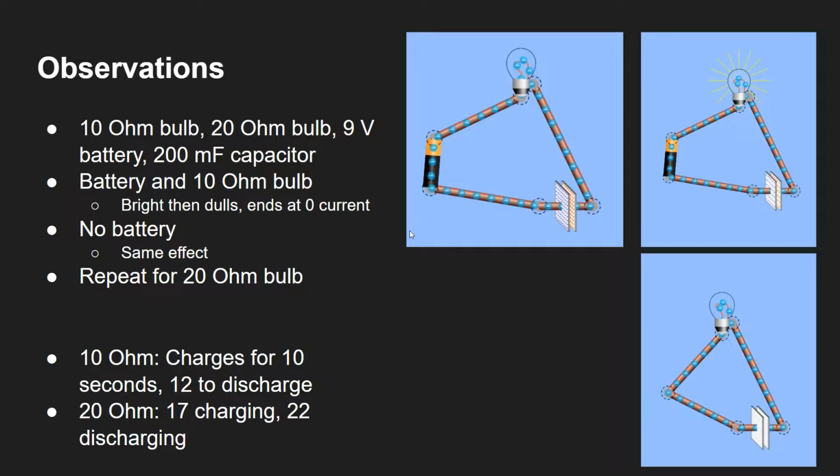And we repeat that for the 20 ohm bulb, and then we can actually use a stopwatch to time the charge and discharge rates. So with the 10 ohm, it charges for about 10 seconds and then takes 12 to discharge. And then for the 20 ohm, it takes about 17-ish to charge and then 22 to discharge.